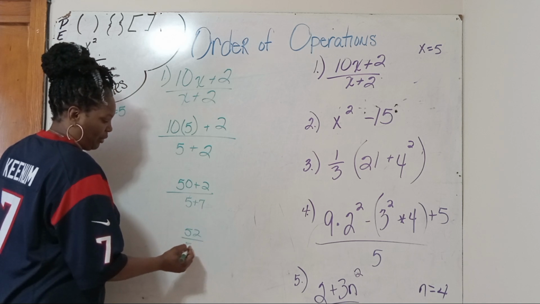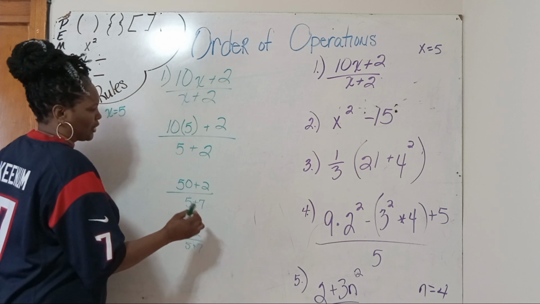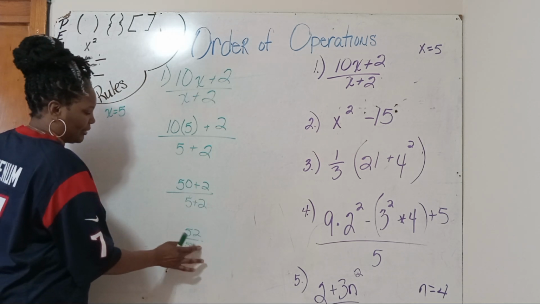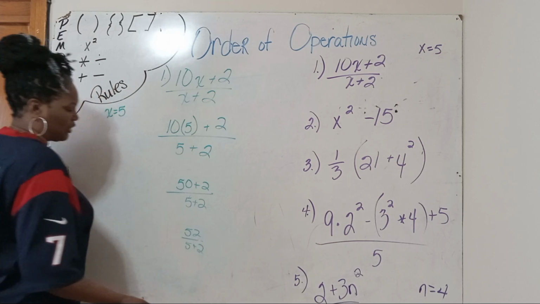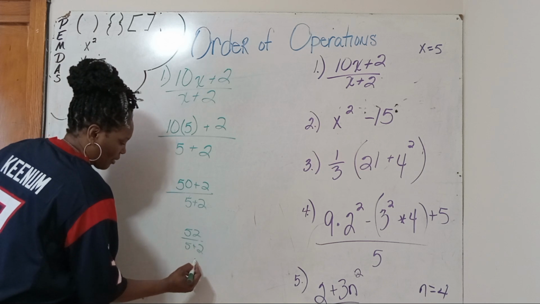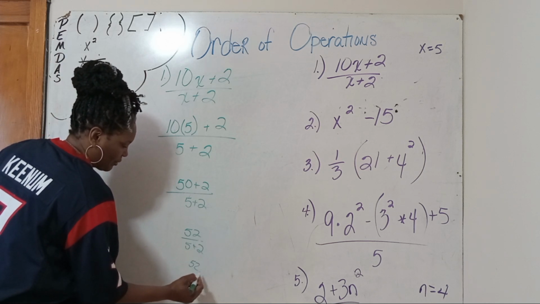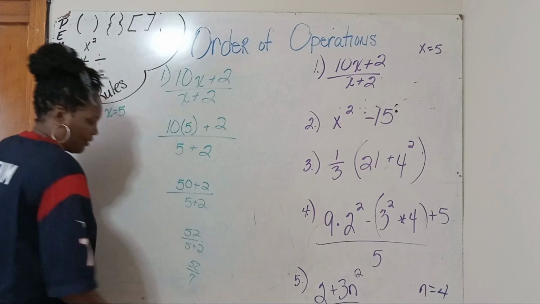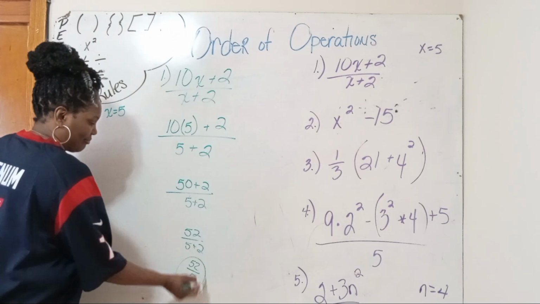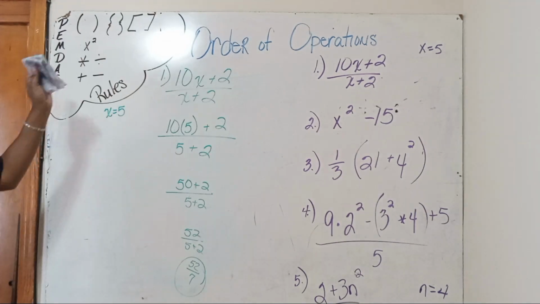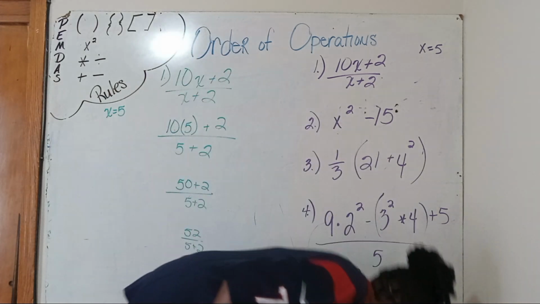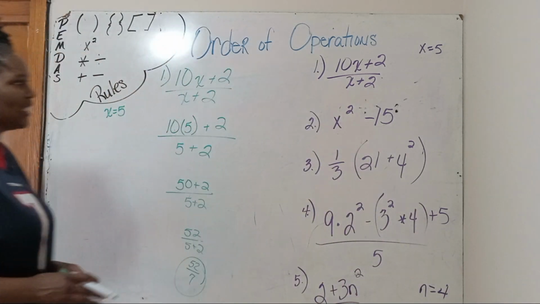Over 5 plus 2. Excuse me, I put 5 plus 7 and did the same thing again. It's 5 plus 2. So now we have 52 over 7. Guess what? After all that, that's our answer.